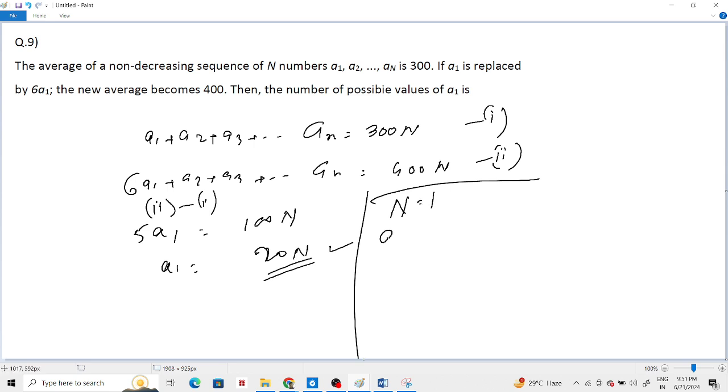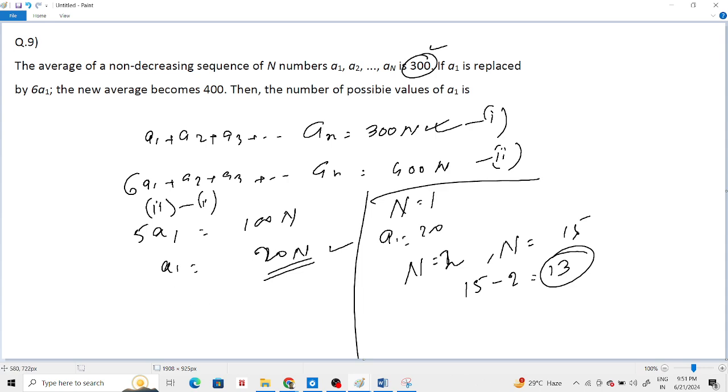আচ্ছা, n টা যদি 1 হয়, that means a1 is 20. That will not satisfy that the average is 300, because I cannot find the average of one number, I need at least two. That means the value of n can start from 2 and it can end at 15. Why 15? Because 15 into 20 is 300, it cannot go beyond that, it cannot cross the average. So what is the number of numbers? 15 minus 2, that is 13. So how many values can a1 hold? 13 values. Okay, understood?